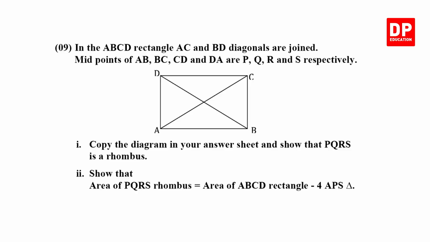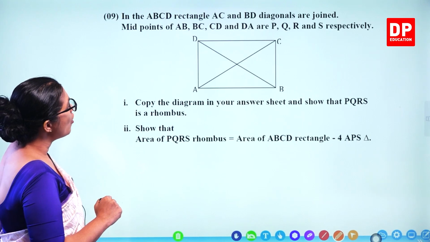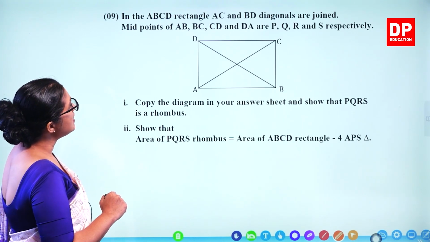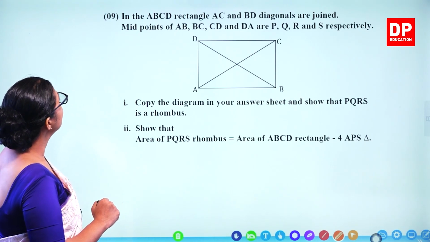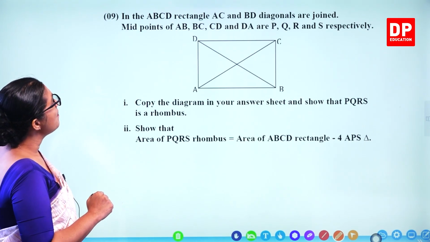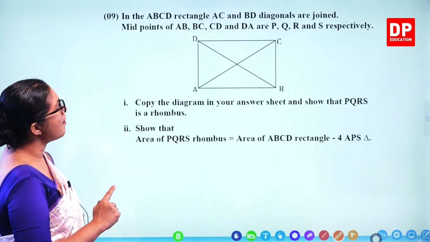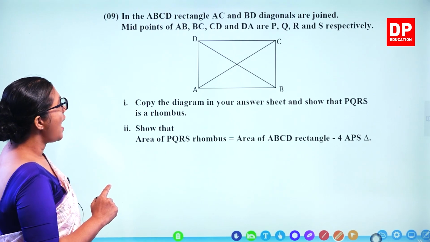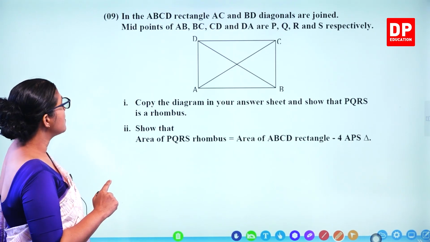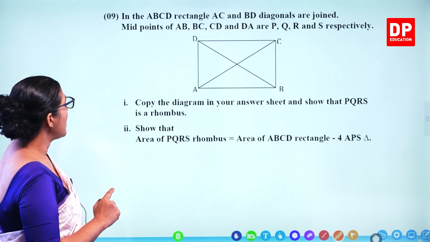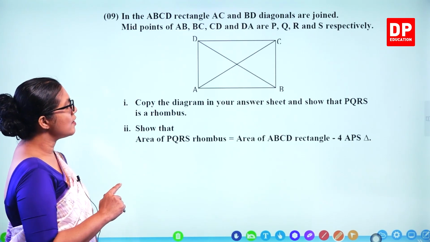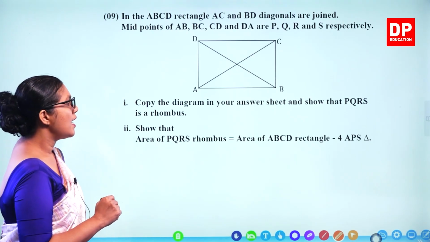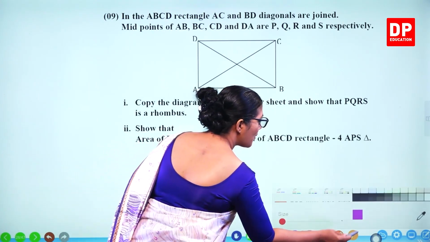Question number 9. So this is about proofs. In the ABCD rectangle, AC and BD diagonals are joined. Midpoints of AB, BC, CD, DA are P, Q, R and S respectively. Copy the diagram in your answer sheet and show that PQRS is a rhombus, and then show that area of PQRS rhombus is equal to area of ABCD rectangle minus 4 times APS triangle. So we'll do it separately.